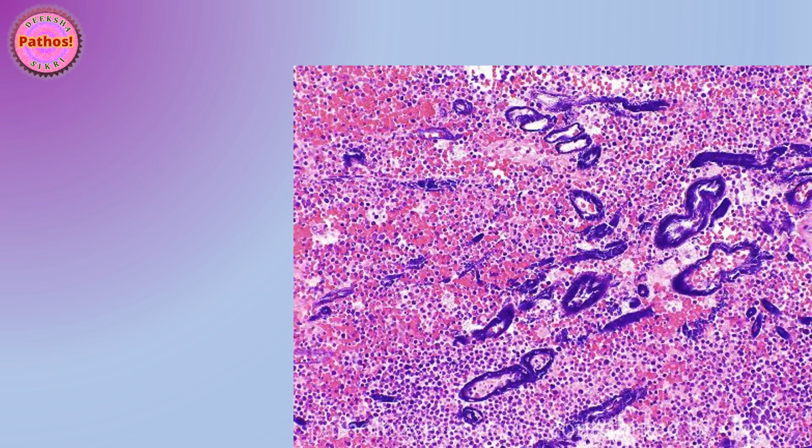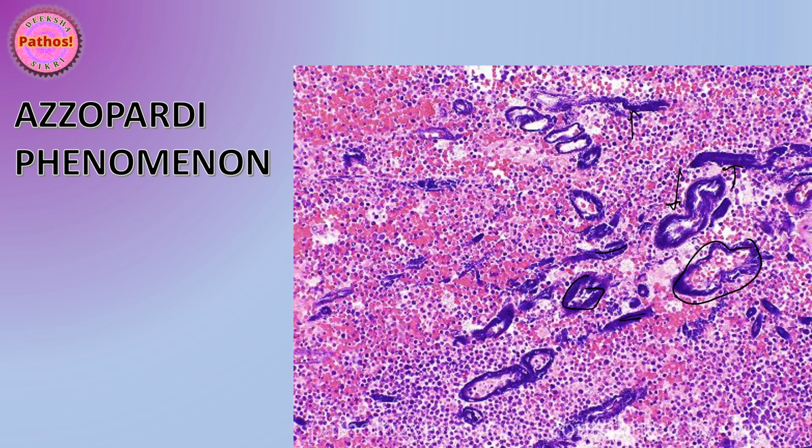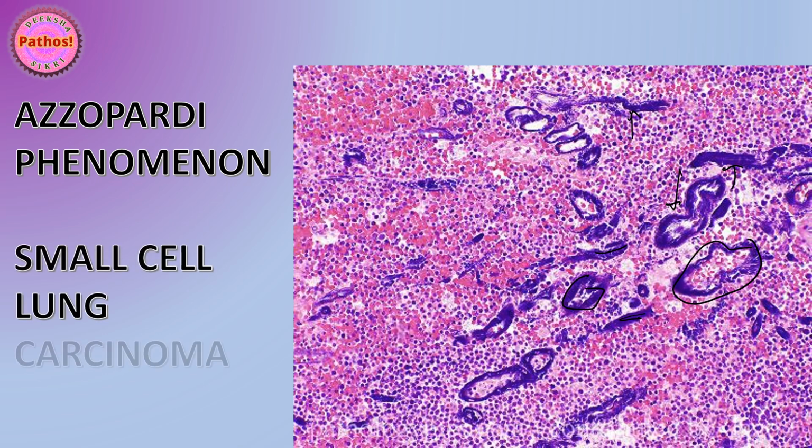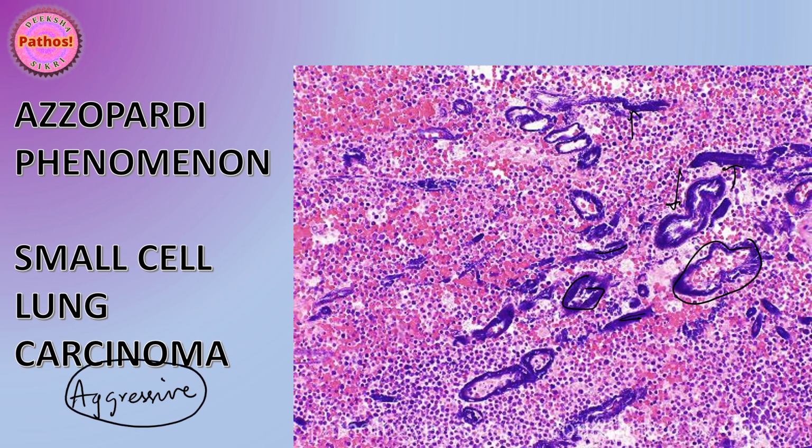Next, this is a lung biopsy from a patient, say a smoker with a mass. And as you can make out, these are blood vessels, and the blood vessels seem to be encrusted with some blue material, right? Now, this is called Azzopardi phenomenon, and this is very classically seen in small cell lung carcinoma. Now, in small cell lung carcinoma, it's a very aggressive tumor. And because it's a very aggressive tumor, it has a very high turnover, which means that there's a very increased necrosis seen everywhere.